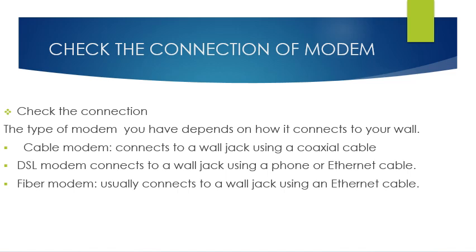Cable modems connect to a wall jack using a coaxial cable. We can use coaxial cable to connect our modems. DSL modems connect to a wall jack using a phone or Ethernet cable. With the help of a DSL modem, you'll be able to connect wirelessly or with a wire, and this wire must be a coaxial cable.